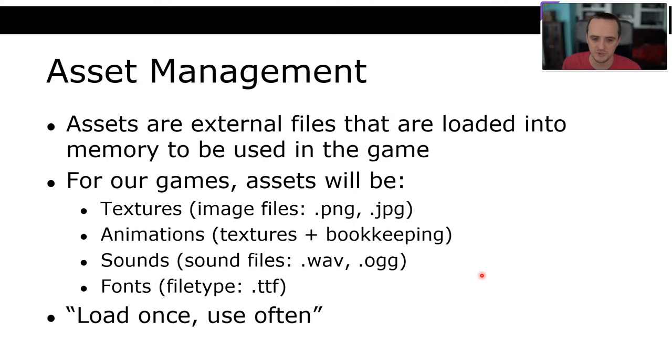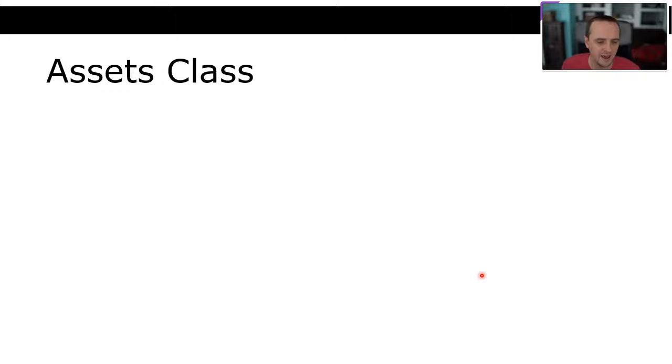So how are we going to ensure that that can happen? We're going to create an assets class, and the assets class is going to live in the game engine object. It's going to store all of our assets within various data structures. Again, we're using data encapsulation and modularity here to make sure that all the data of specific types, like the entities, live in the entity manager class, and the assets live in the assets class.